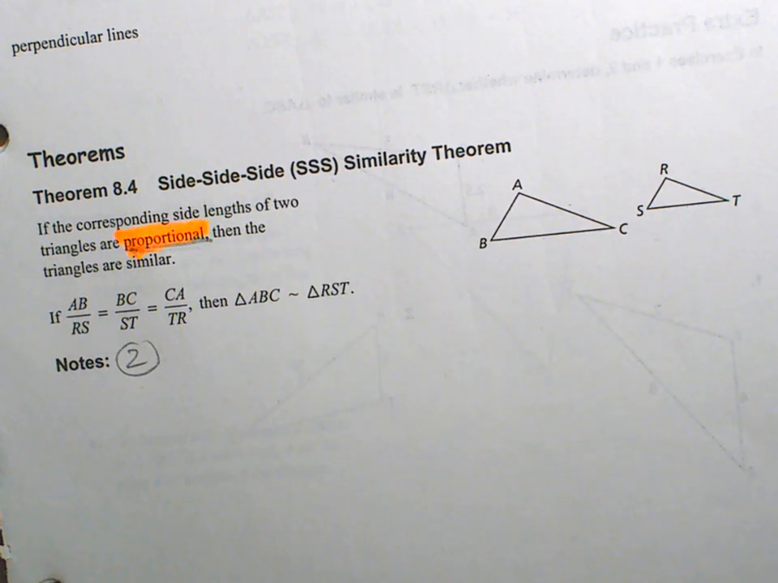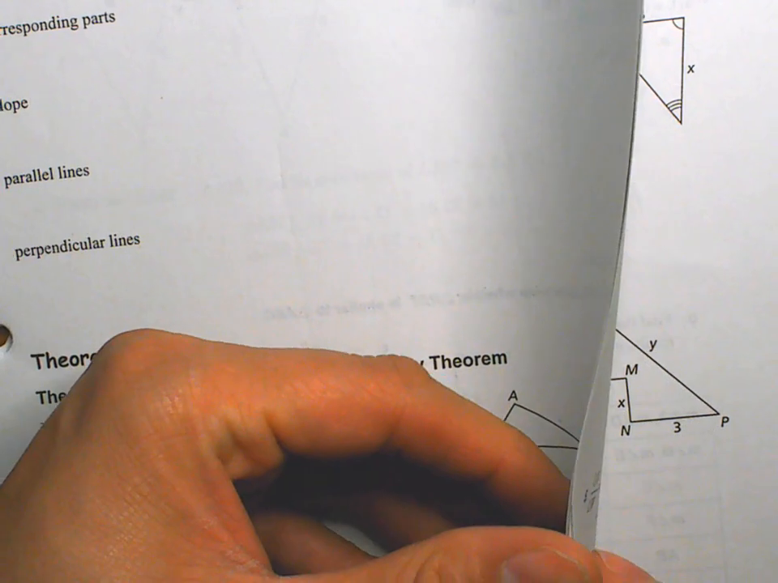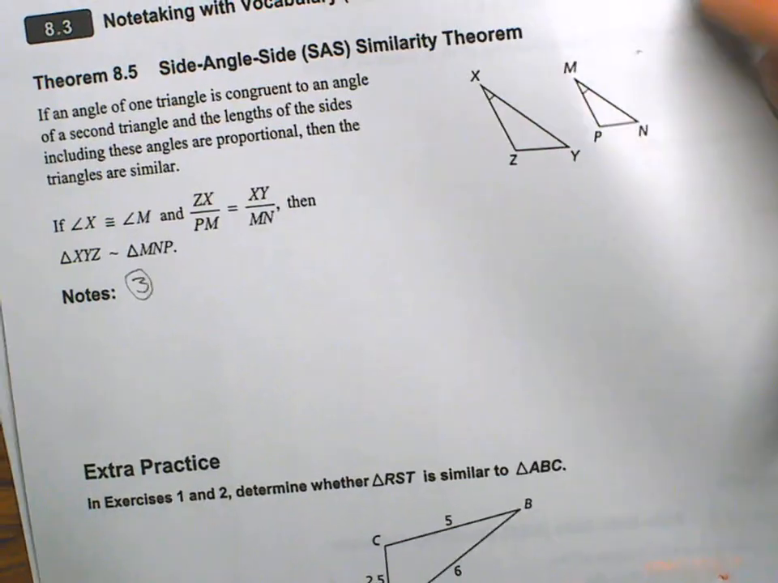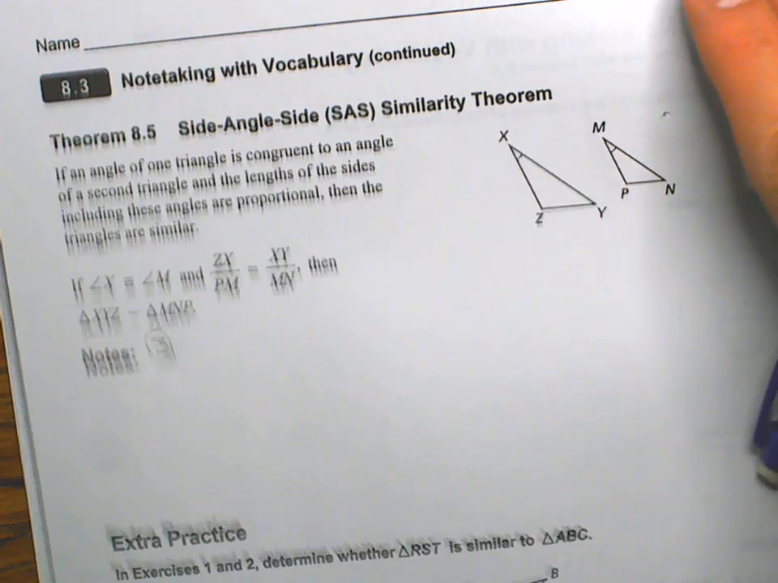And on the next page, we're going to do example number 3 right there. Which brings us to the side angle side similarity theorem.